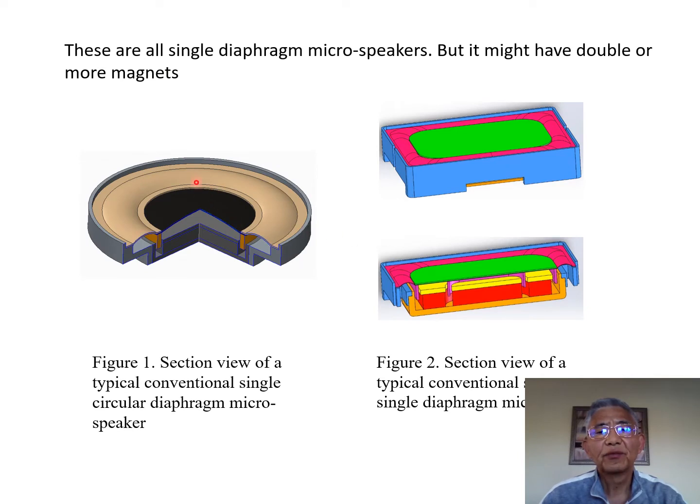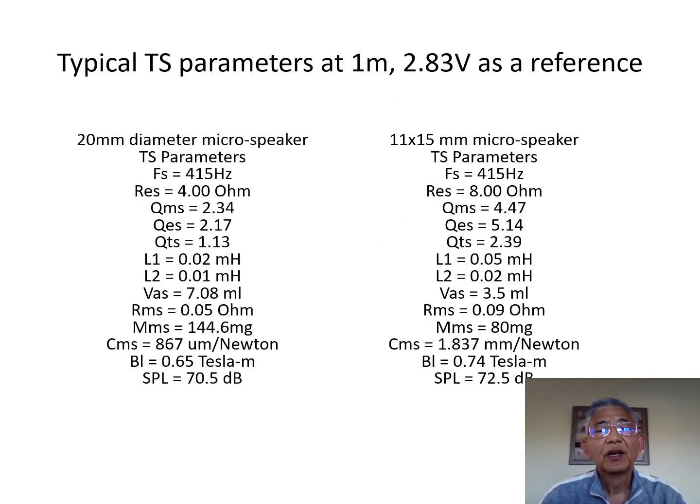Single diaphragm with a motor structure: the coil, the top plate, magnet, U-yoke, frame. For example, a 20 mm diameter round micro speaker has these typical parameters at 1 meter, 2.83 volts. And this is the rectangular 11 by 15 micro speaker's parameters.